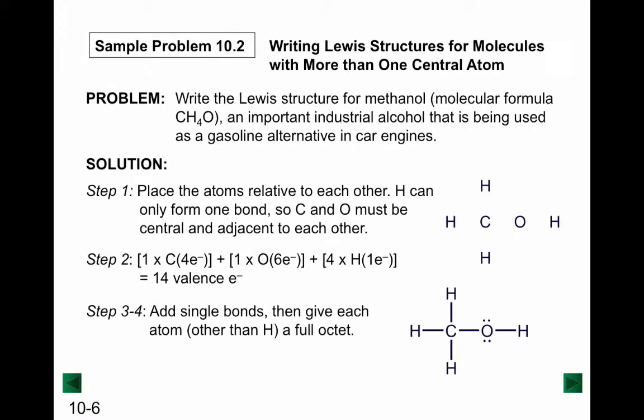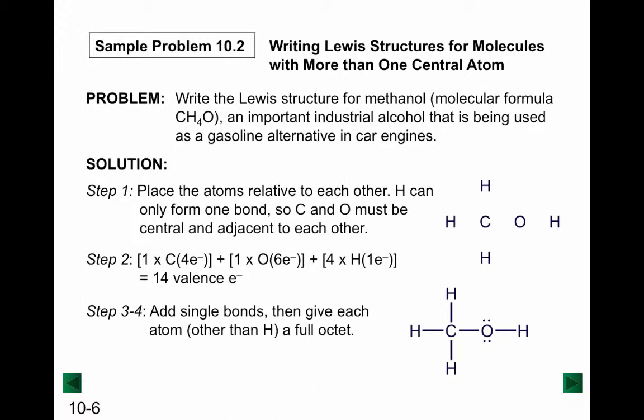Sample problem 10.2 wants us to write the Lewis structure for a more complex compound, one that has 2 central atoms and other atoms around it. The compound in this sample problem is methanol, which is used as an alternative fuel source in some automobiles. The chemical formula for methanol is CH4O. Since hydrogen atoms can only form 1 bond, the carbon atom and the oxygen atom must be the central atoms.